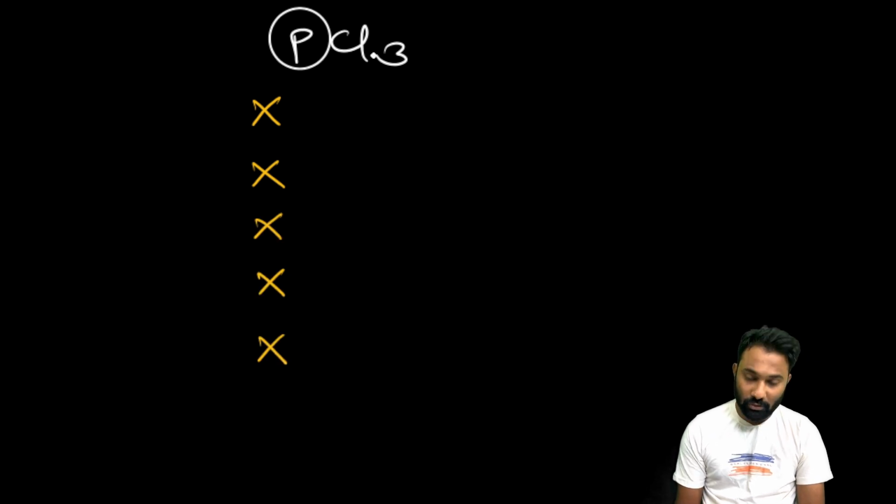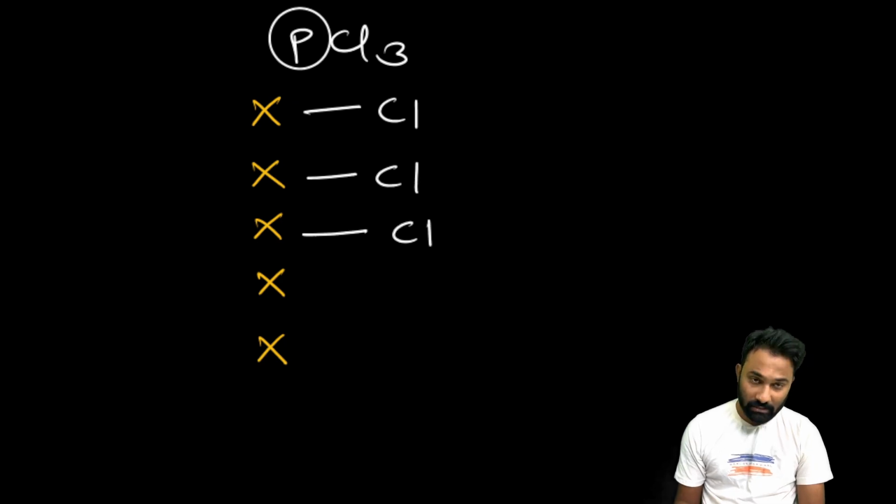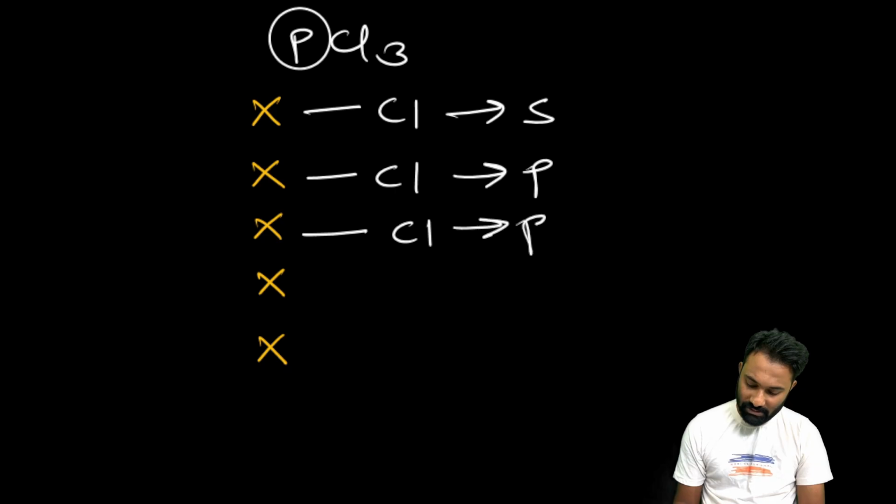Now chlorine comes under the fluorine family. Now to complete its octet, 1 electron is required. So 3 chlorines are there, so 3 chlorines will take the 3 electrons. Done. Now this is S, now this is P, now this is P.